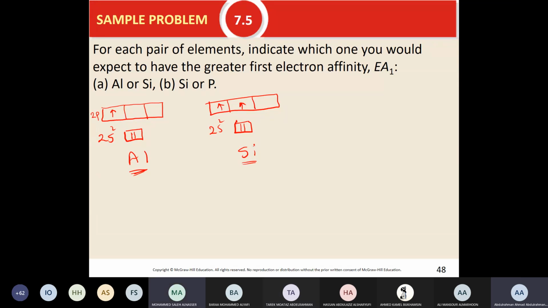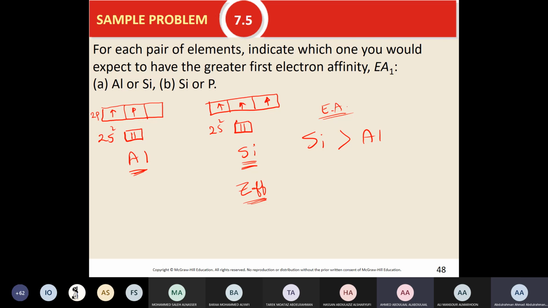Wrong. Silicon, of course. Why? Because of more Z effective. And you are adding the electron in this room, a new room, no problem. But this one you add here, and this one has more Z effective, and that's why silicon is higher than aluminum in electron affinity. Is that confusing, doctor? Then why is lithium easier?